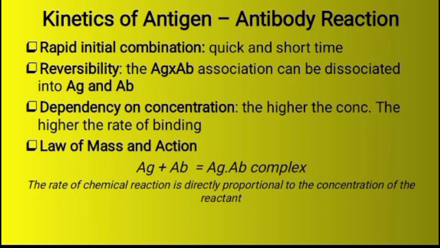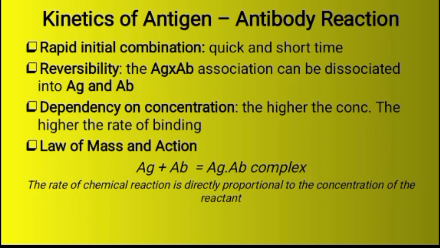How rapid is the reaction during the initial combination? When they come together to bind, how rapid is the binding between the antigen and the antibody? It can be short and it can be quick. It depends on the prevailing factors, such as temperature and other factors that can affect the rate at which they bind. Another thing is that it is reversible. The antigen-antibody association can be dissociated into antigen and antibody based on the prevailing factors.